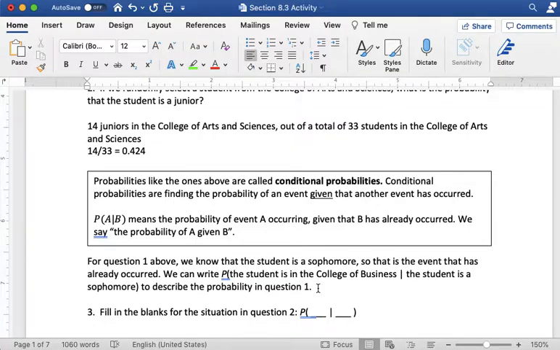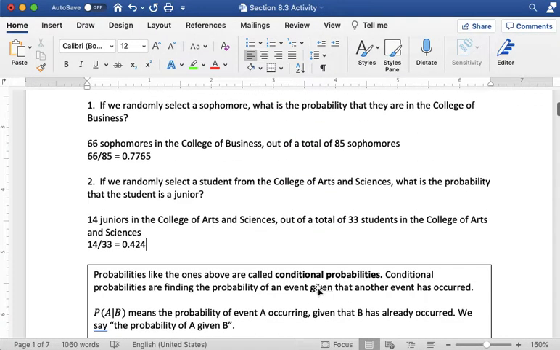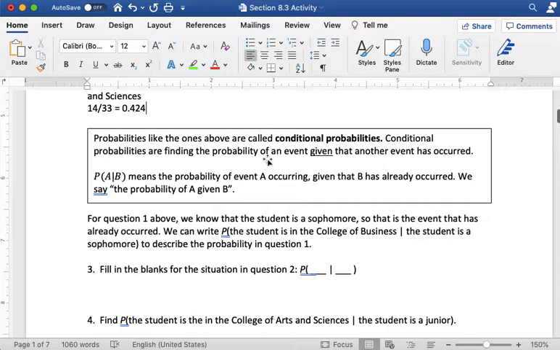So for example, for question 1, our question was, if we randomly select a sophomore, what is the probability that they are in the College of Business? We know that the student is a sophomore because we're only selecting from the students who are sophomores. So that is our event that has already occurred, and that comes after the vertical line. The student is a sophomore is our B in this situation. And the A is the student is in the College of Business. So that's the probability that we're trying to find.